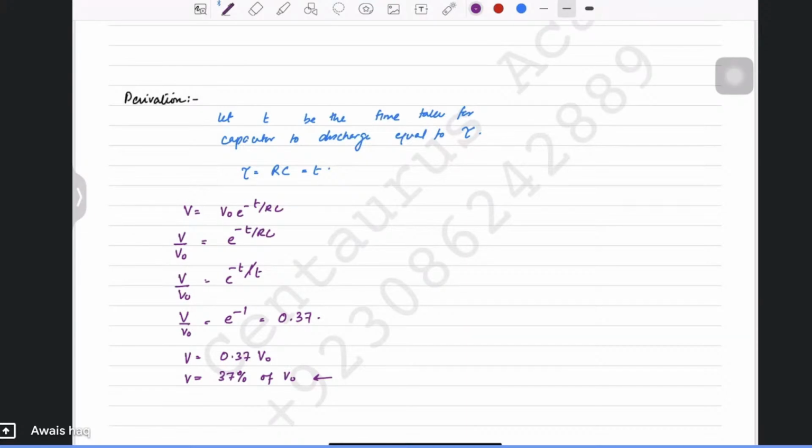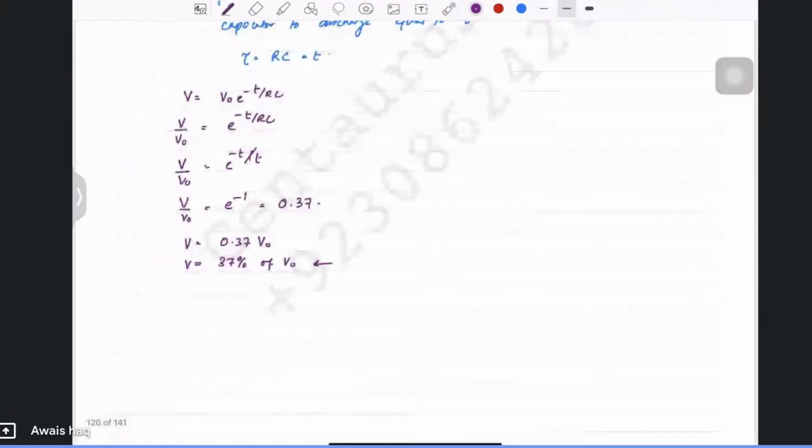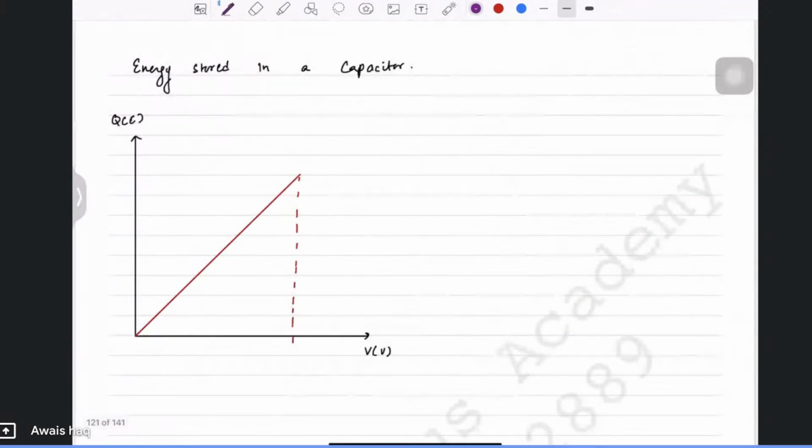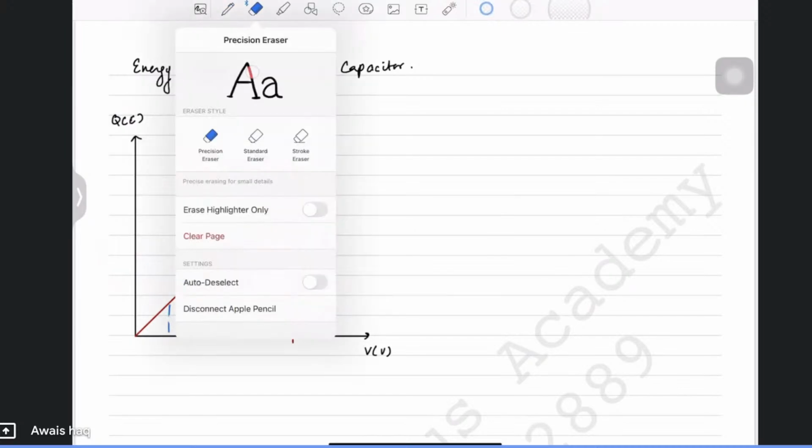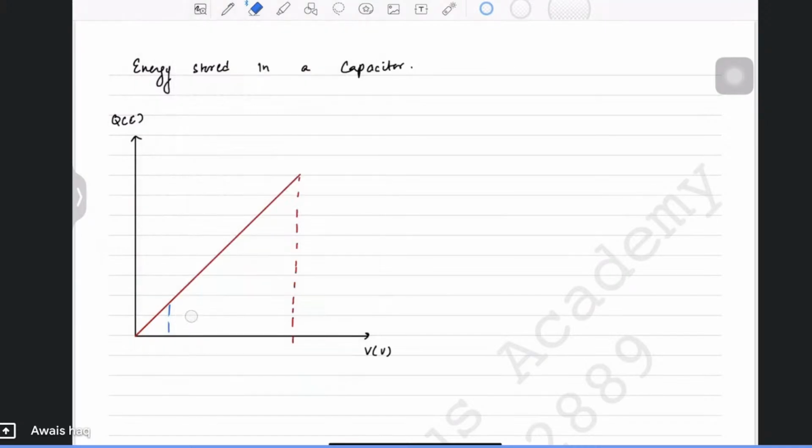Alright, now going forward, talking about the energy stored then. Okay, so one by one we're going to learn this. Let's do this. So energy stored in a capacitor, when you draw the charge and voltage graph, is basically the area under the graph. So this is the area under the graph.